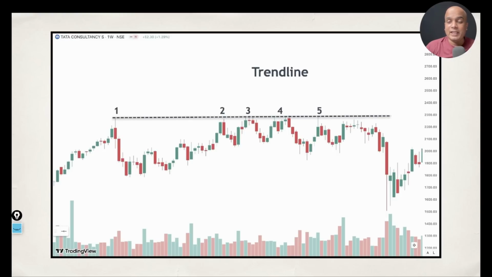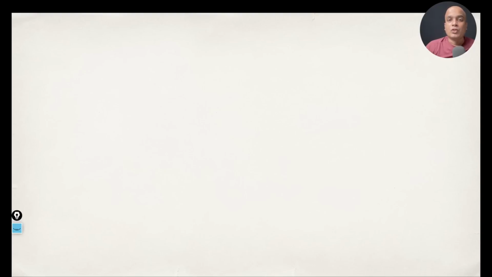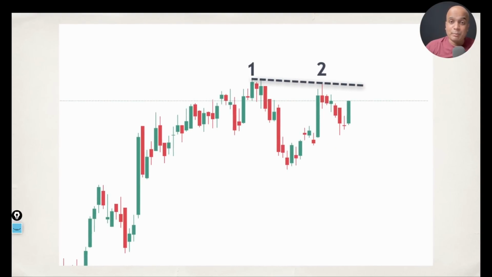In this case, breakout didn't happen. That's a different story. But it connects close to 5 to 6 peaks. Hence, it is actually a very, very powerful trend line. If the price breaks this resistance trend line on the upside, it would have given a very, very big move on the upside. So now if you look at this particular chart, it connects only 2 peaks.